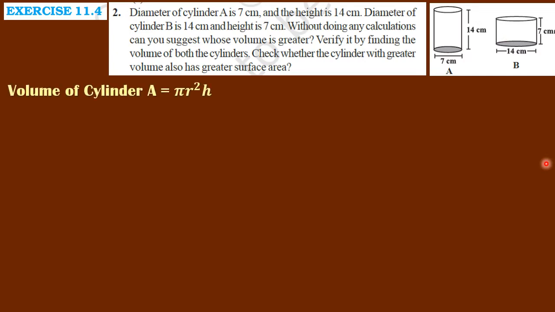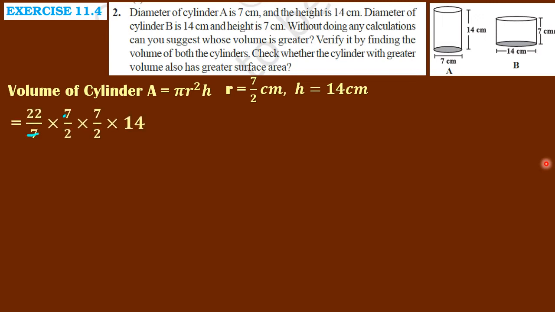Okay, volume of cylinder A, pi r square H. Here r equals 7 by 2 and height is 14 centimeter. So let us substitute the values. So what we will get, it is equal to 539 centimeter cube. That is the volume of cylinder A.